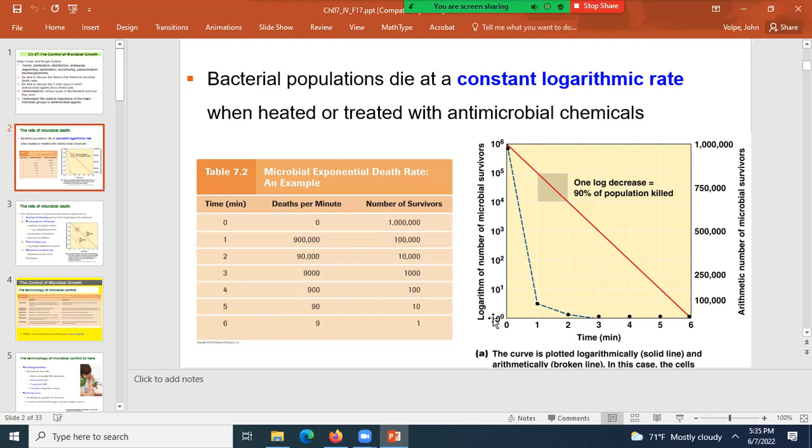And this is always seen, the difference is that the death rate may be slower or it may be more rapid. Any question about that? So per unit time, you get 90% of the cells dying in 1 unit of time. So 1 million becomes 100,000.